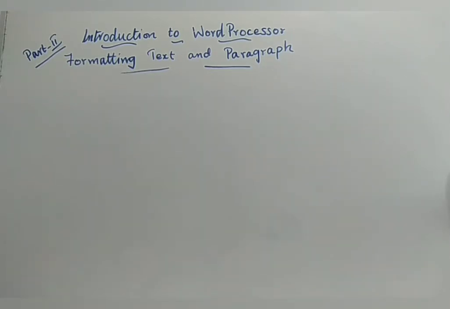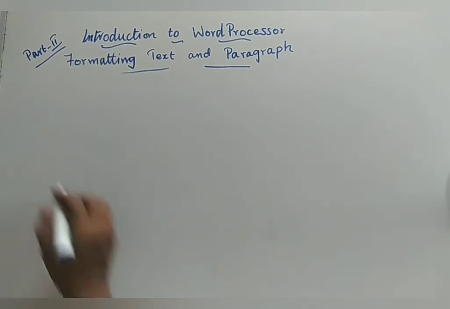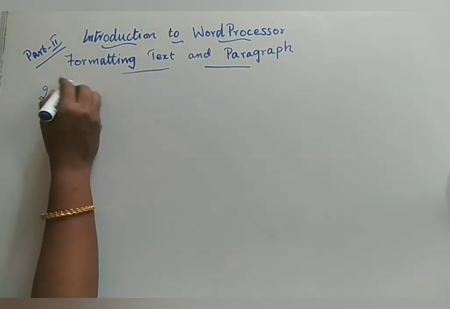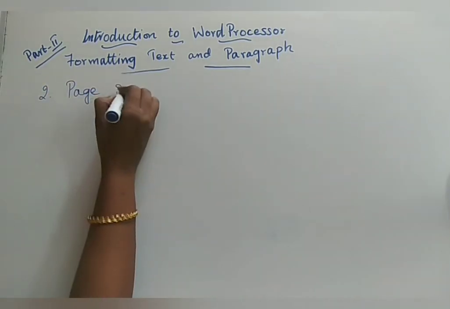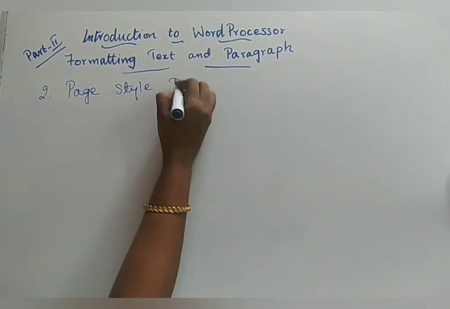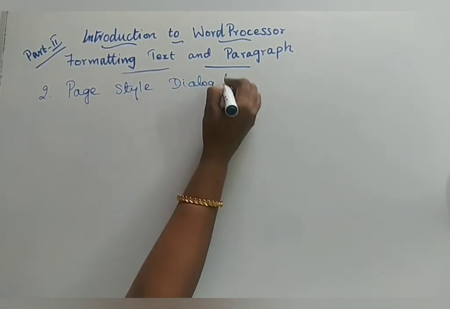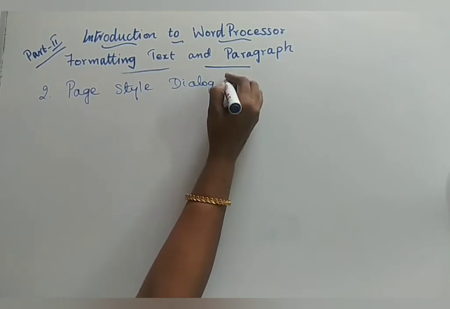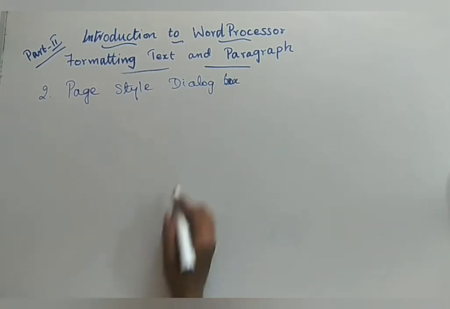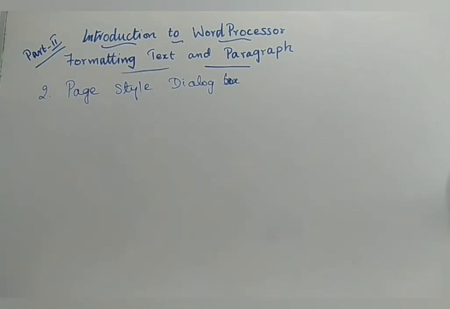So this is the procedure that you have to follow to change the page margin using rulers. Yes, the second method is to change the page margin using the page style dialog box. So you know what a dialog box is. When you click something, some menu, and in the menu you click something, that box is displayed for you, no? That box is called the dialog box. So now you are going to see how to change the page margins using the page style dialog box.